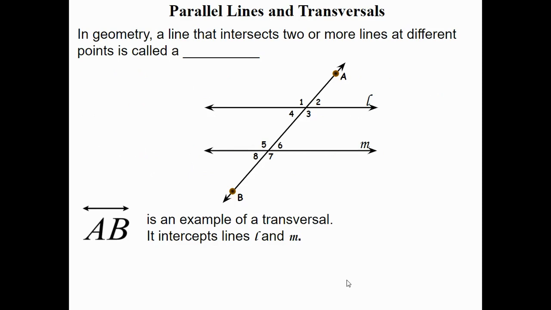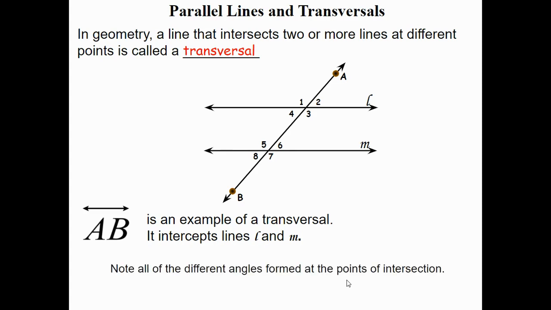So in geometry, a line that intersects two or more lines at different points is called a transversal. You write that word in on your notes or write it down in your notebook if you didn't copy your notes. And then we're going to label the transversal in a diagram and the parallel lines L and M. So AB is the transversal, the parallel lines L and M.